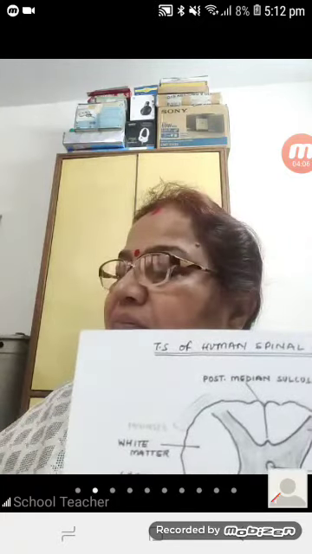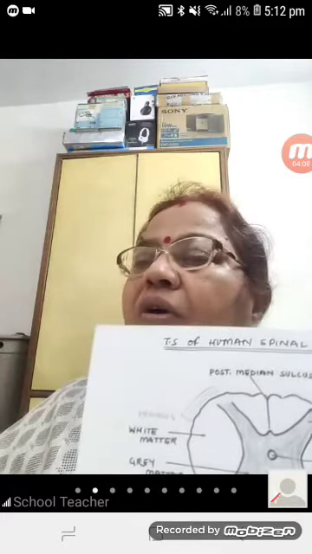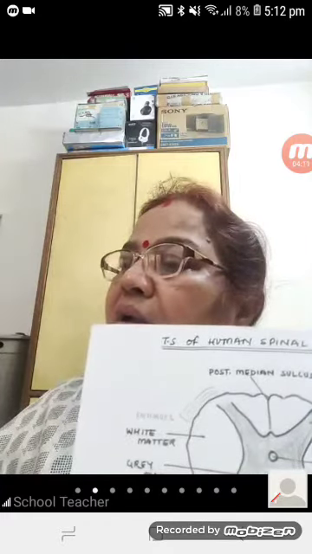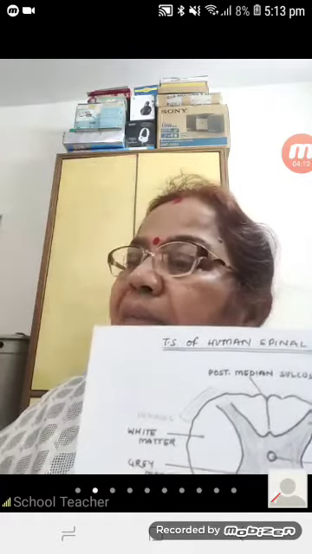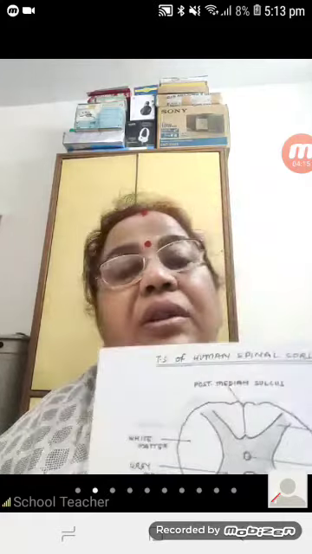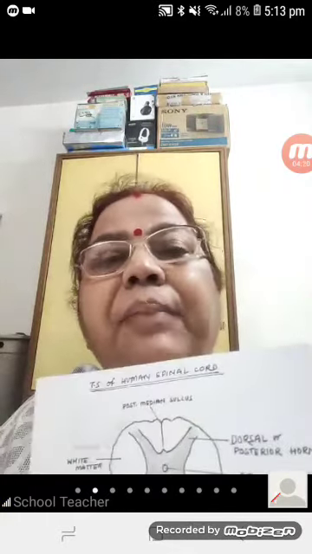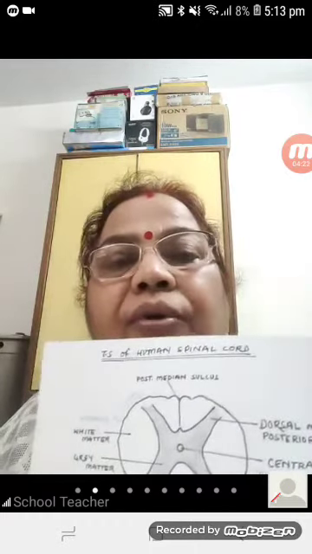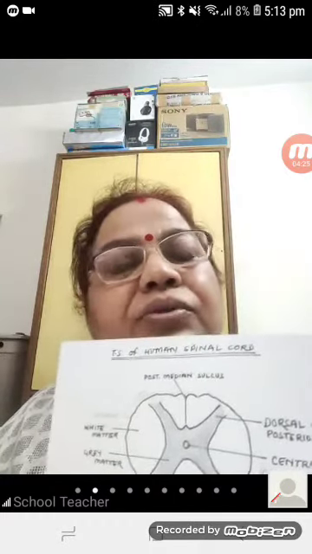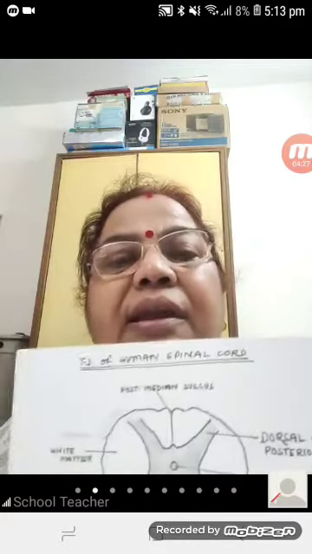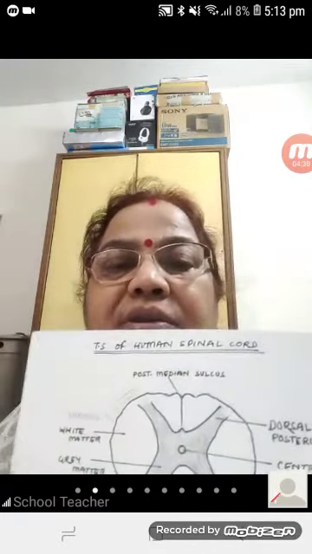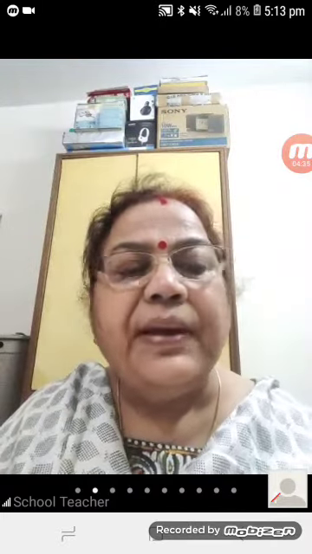Now let us see the function of spinal cord. Spinal cord controls all the reflexes below the neck. It also provides a passage to and fro from the receptor to the CNS and from the CNS to the effector. The most important function of spinal cord is to control reflex action.